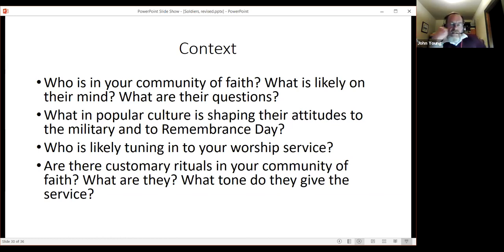And so for this year in particular, thinking about what one might want to do around this, it's to bear in mind also that that's not going to be happening for folks. And what does that mean for your service? Again, I think it's important to think about who's likely tuning into your service.